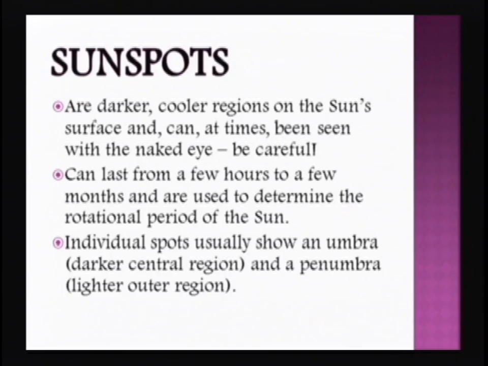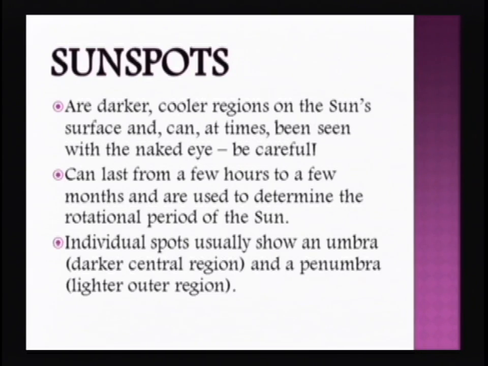Galileo went out and looked at the sun through a telescope. That did not do his eyes good. He was partially blind the last part of his life because of that. We do know that these sunspots can last from a few hours to a few months. And if they're lasting a few months, it really works nicely because we can use those as they move across the surface of the sun to determine the rotational period of the sun.